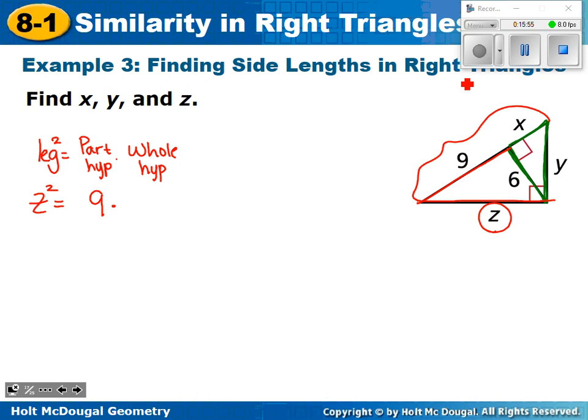Okay, good. A lot of times I have students say 9x. Be careful. You don't multiply them to get the whole. You add them to get the whole. So this would be 9 plus x. We have a problem then.